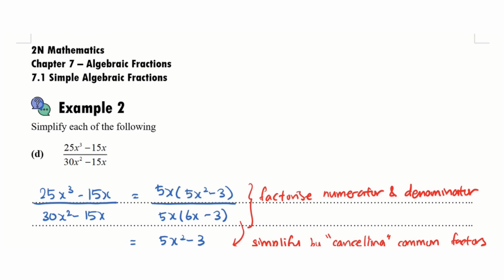Hello everybody, today's video is going to be a continuation of the previous lesson. So we will first take a look at example 2D. In example 2, we previously discussed that we needed to do some form of factorization first before we actually go on to simplify. So factorization is required first.